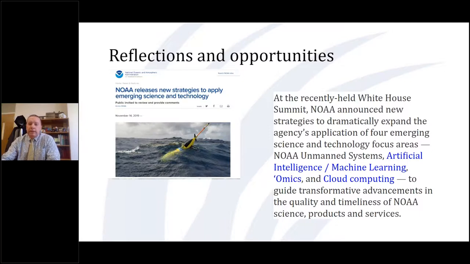Specific to activities that NOAA supports that are supported by the NERRS Science Collaborative and the NERRS, of the four strategies that were released, issues of artificial intelligence and machine learning, omics, eDNA, genomics, et cetera, and cloud computing are three areas where the Science Collaborative, the Reserve System, and all the partners, including everyone on the webinar here, have an opportunity to make a contribution. And next slide, please.